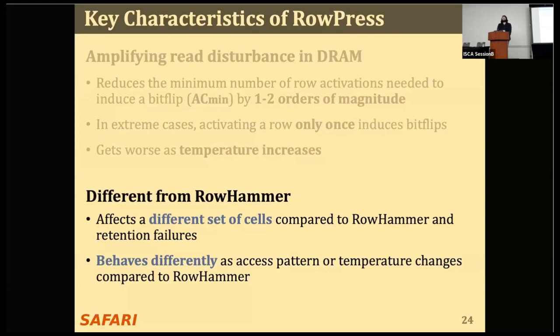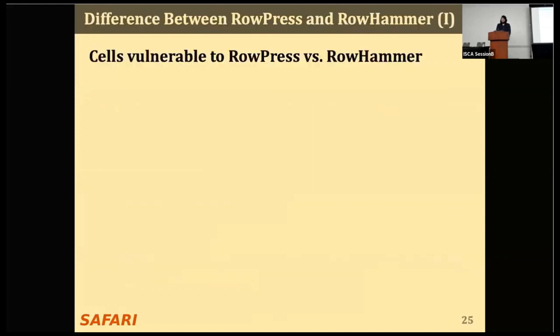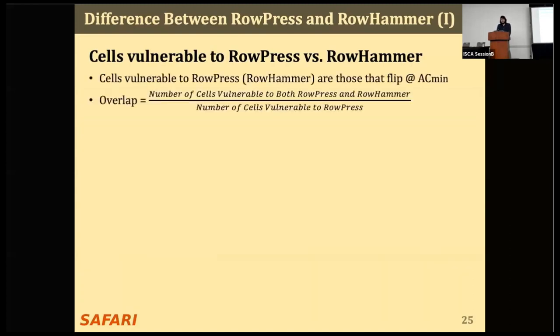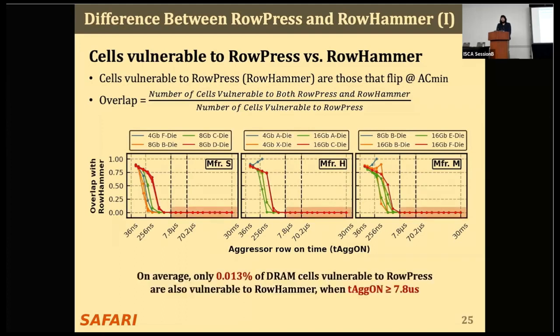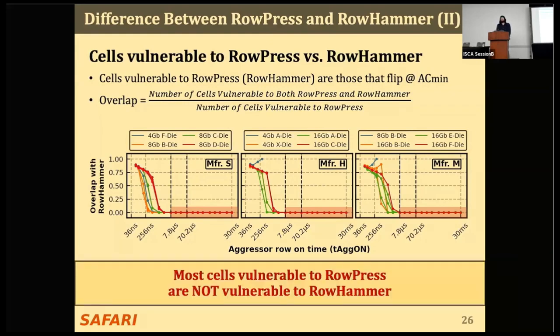Next, let's see in detail how RowPress differs from RowHammer. We first look at the relationship between the cells vulnerable to RowPress and those vulnerable to RowHammer. We define the cells vulnerable to RowPress or RowHammer as those experiencing bit flips with the minimum activation count. We define the overlap between the cells vulnerable to RowPress and RowHammer as the number of cells vulnerable to both RowPress and RowHammer over the number of cells only vulnerable to RowPress. We show such overlap on the y-axis. We observe that as aggressor runtime increases, only a negligible amount of cells vulnerable to RowPress are also vulnerable to RowHammer. We conclude most cells vulnerable to RowPress are not vulnerable to RowHammer.